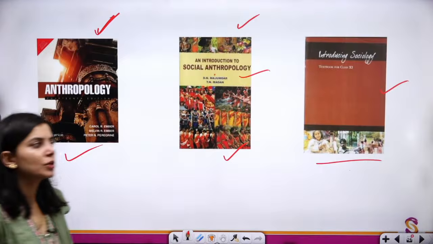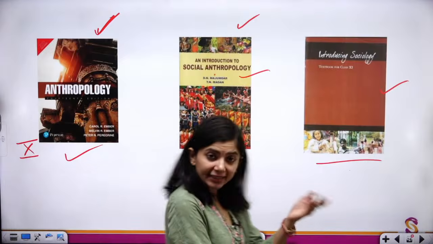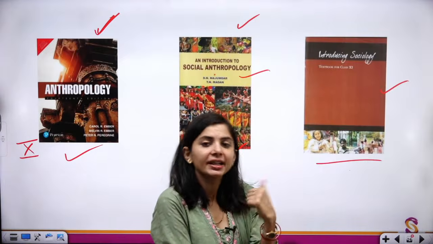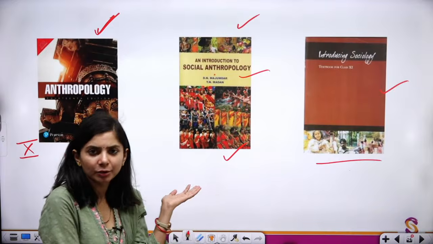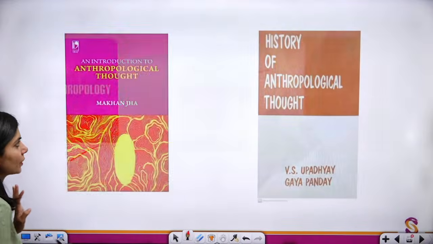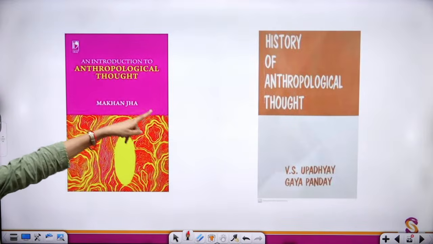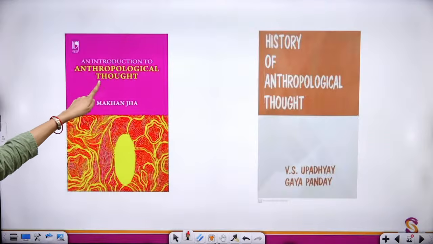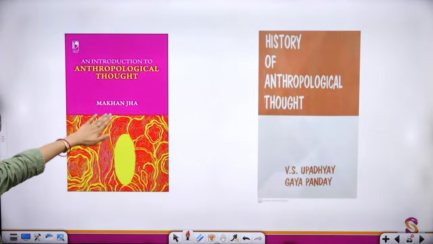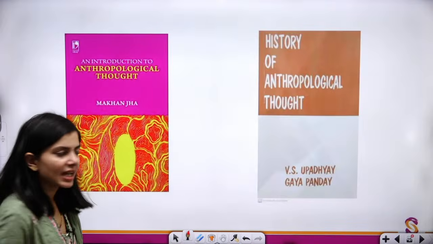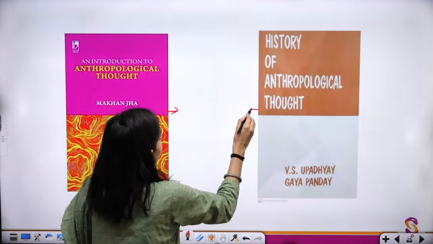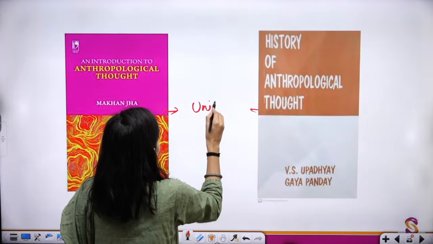But if you are attending the classes, there is no need to read these books at all. Why? Because further I'm going to provide you the basic details. Fine? Okay. Other than this, there are History of Anthropological Thoughts and Introduction to the Anthropological Thought by Makhan Jha and V.S. Upadhyay and Gaya Pandey. These two books cover one unit, and that is unit 6.